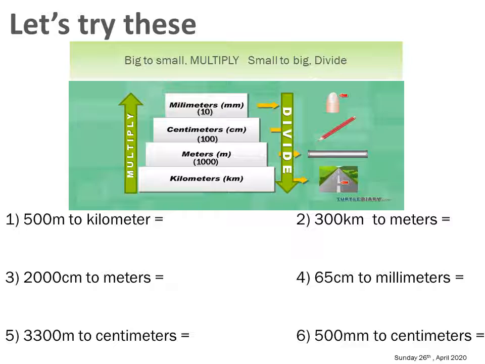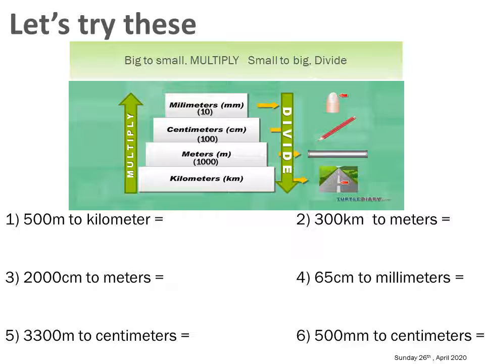Okay, now we are going to try this. I put already for you here to see: big to small multiply, small to big divide, and you can look at your arrow so you can know which one you have to use. Now 500 meter, we want to change to kilometer. Look at meter and kilometer, which one is bigger block? Good job, kilometer is bigger block.